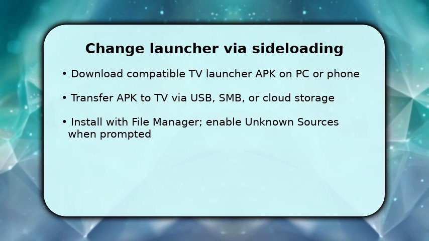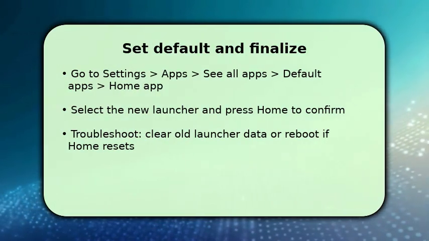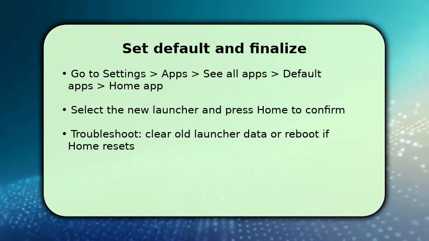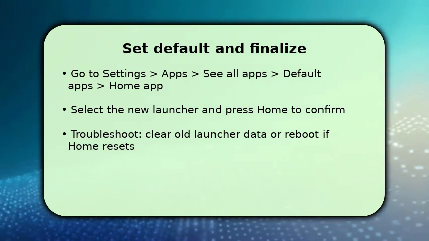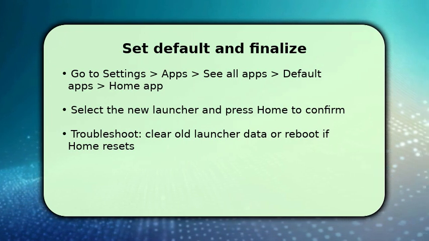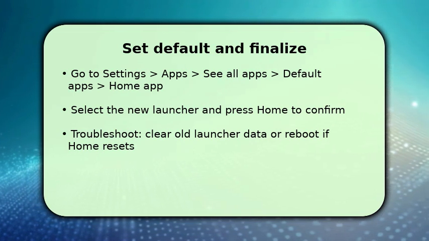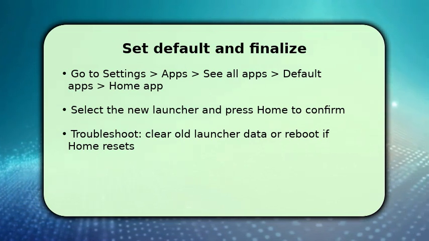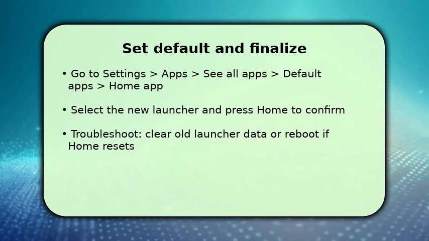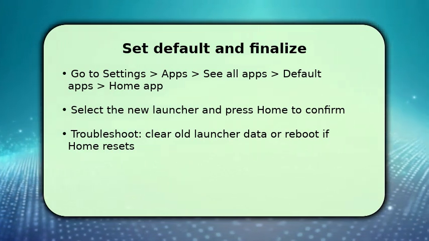You finalize the change by assigning the new launcher as the default Home app. Go to Settings, Apps, see All Apps, then Default Apps and pick Home app. Select your installed launcher, then press the Home button. You should land on the new interface. If the system reverts, clear data for the old Home app or uninstall its updates, then reboot and reselect the new launcher. If problems persist, reboot into safe mode to remove conflicts and try again.